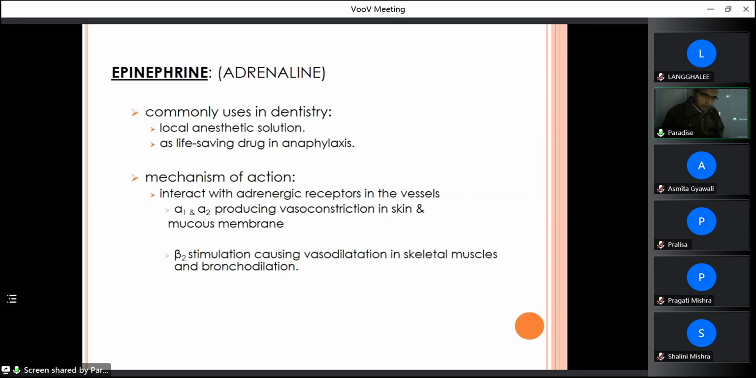Adrenaline, also known as epinephrine, is commonly used in dentistry in local anesthetic solution as well as a life-saving drug in anaphylaxis. Now the question is, it can be used in case of an anaphylactic shock. In case of anaphylaxis, can you use the same adrenaline which is present in the local anesthetic vial or not? Even though both are adrenaline, can you use the adrenaline present in the local anesthetic vial during anaphylactic shock? It is an emergency condition, and in anaphylactic shock you have to treat the patient immediately.